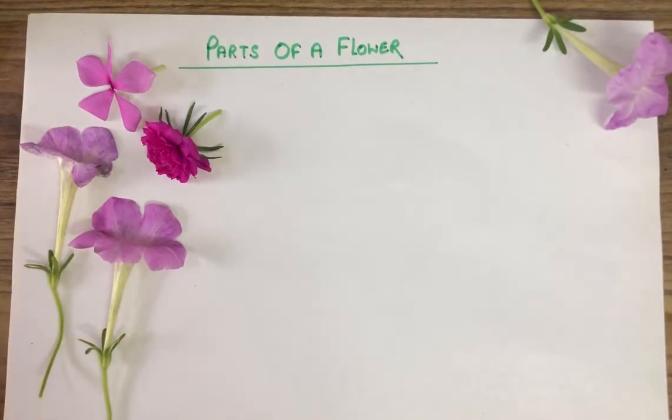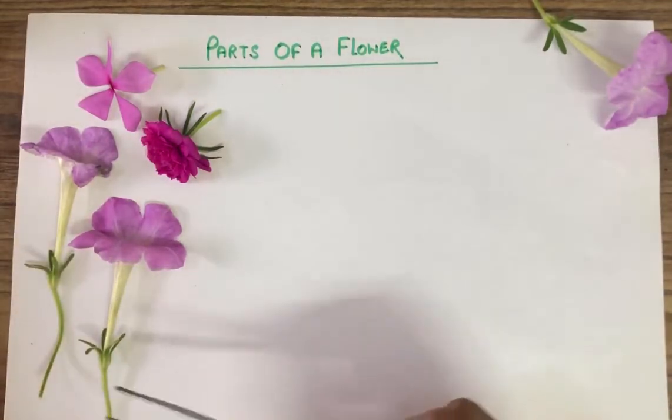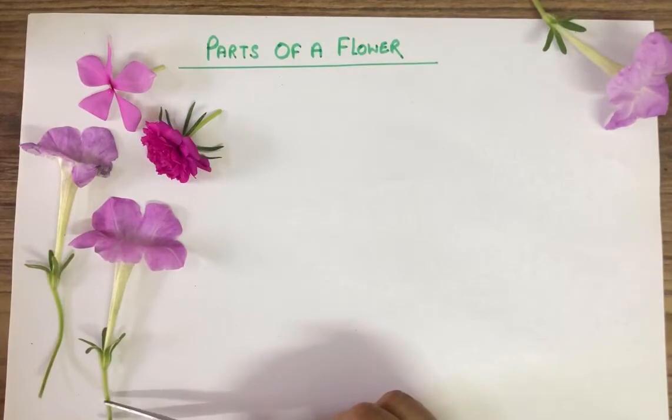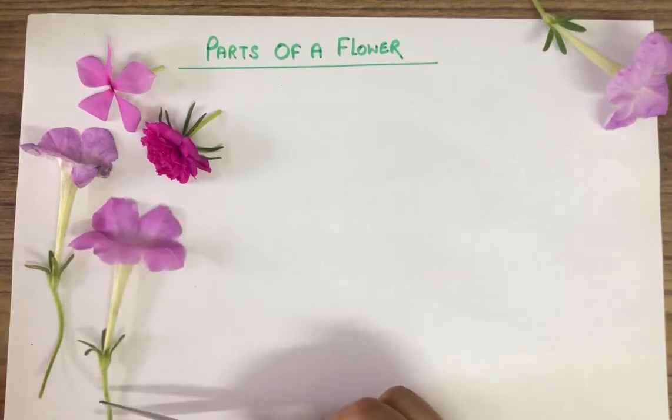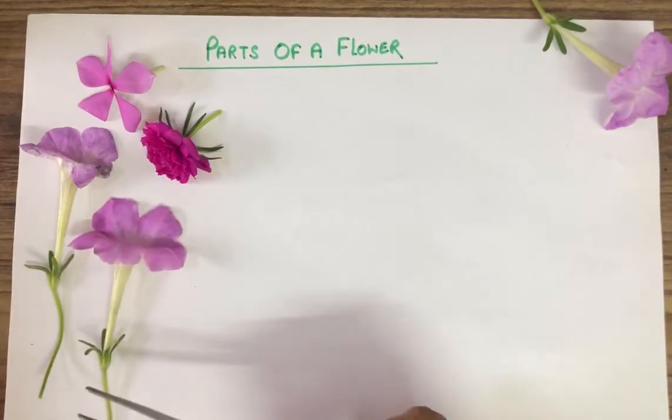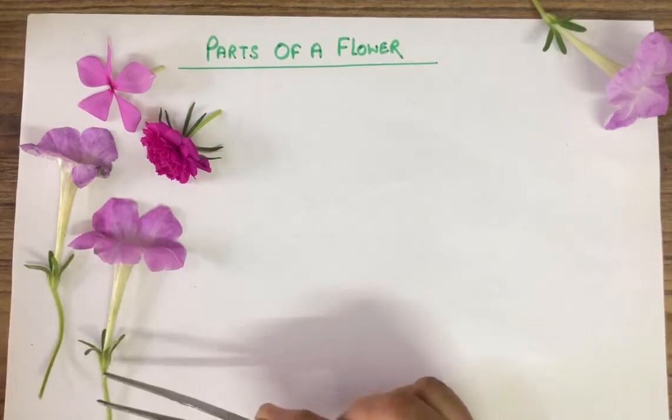As there are different types of flowers, so we will study the different parts of a flower. Let's see this flower. This part is the pedicel, with which the flower is attached to the plant.